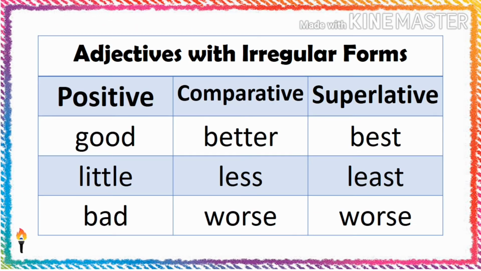There are adjectives which do not apply all the rules being discussed earlier. So they are called adjectives with irregular forms. So for example, we have the word good. We do not say gooder and goodest, but instead good, better, and best. So little, less, and least. Bad, we didn't say badder, we didn't say baddest, but instead bad, worse, and worst.